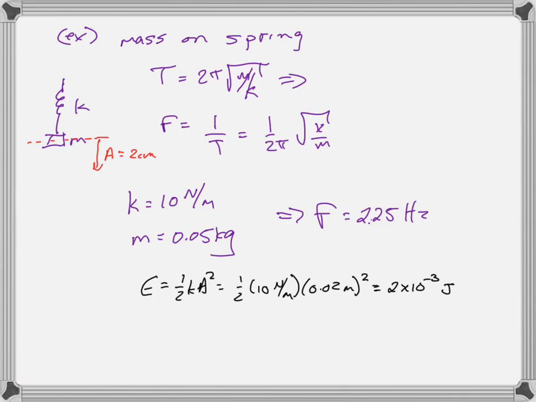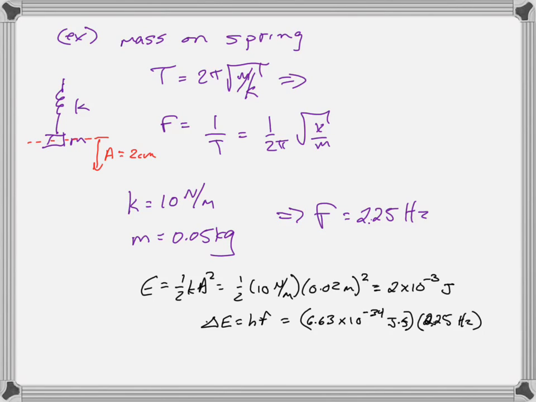We find the total mechanical energy is 2 × 10⁻³ joules. And let's find a quanta of energy for this oscillator. A single quanta of energy, delta E, the smallest amount that it can change by, is hf.